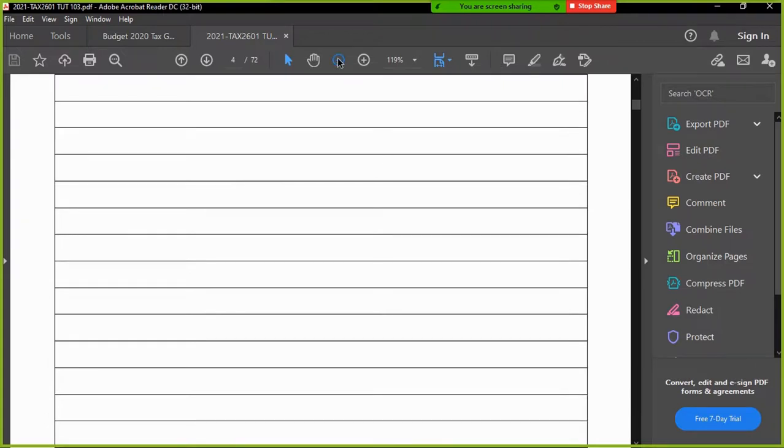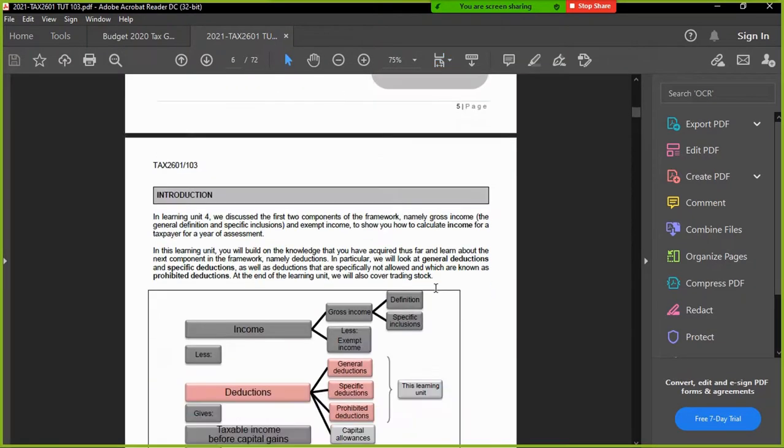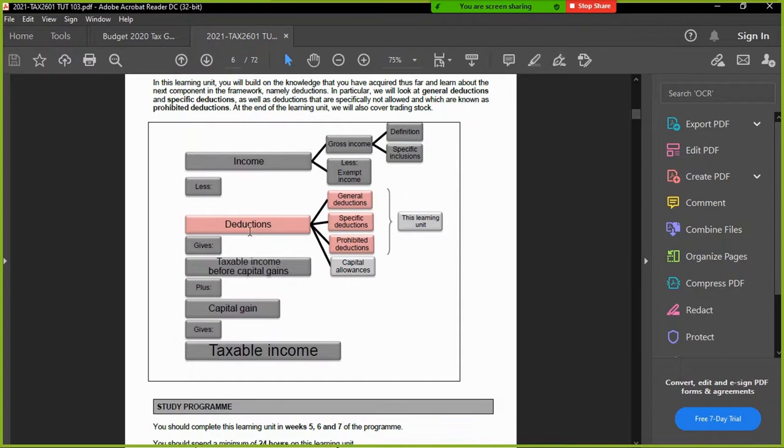Let's see what they've given you for study unit 5. Okay, they've looked at deductions. Notice how they've broken it up. This is a really nice summary. General deduction, that's the section 11A where you have those 5 criteria and almost anything can be deducted.